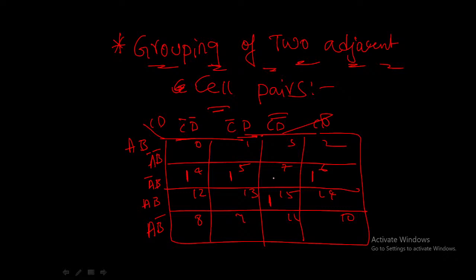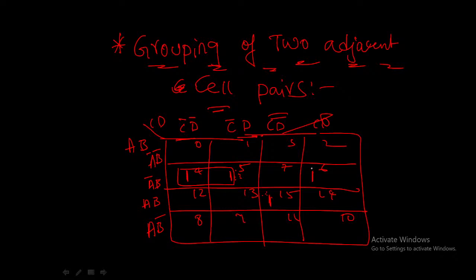So how to group minterms? Let's see grouping of adjacent minterms or cell pairs. These two cells are adjacent to each other, so you can group them. These two cells are adjacent to each other and you can group them. But these two cells are not adjacent to each other crosswise. Only the cells in the same horizontal or vertical line are adjacent. So no cross grouping should be done, only linear grouping.